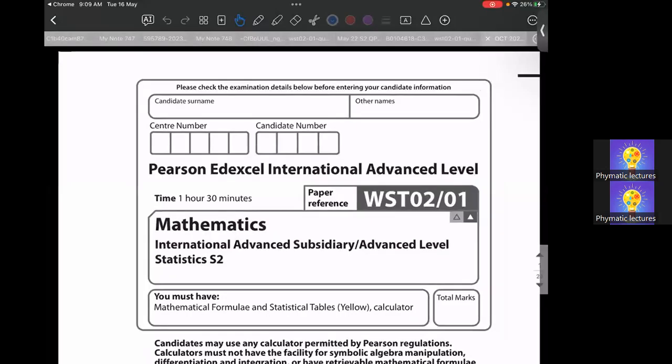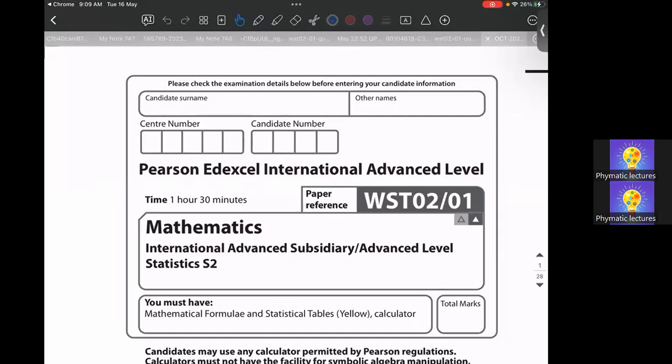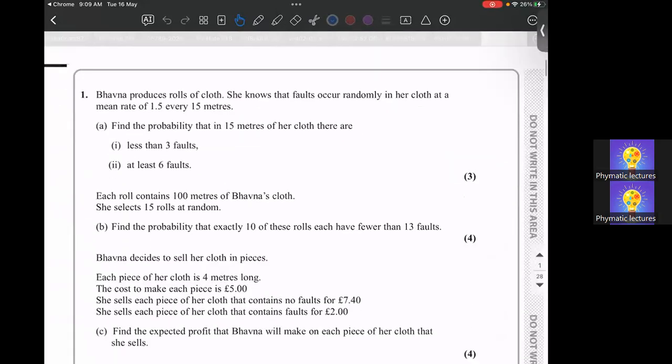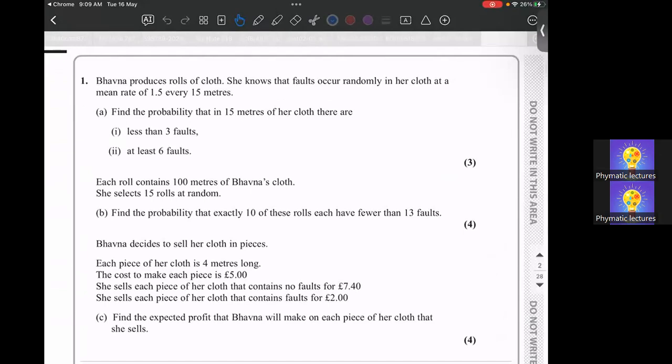Hi. So today we will do the October 2022 WST02 Part 01, International IAL Level Statistics 2 question paper. So we'll move to question number 1. Straight away, we'll move to question number 1.